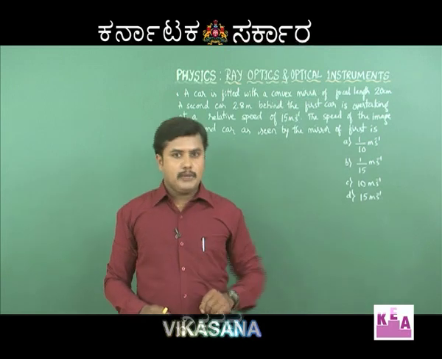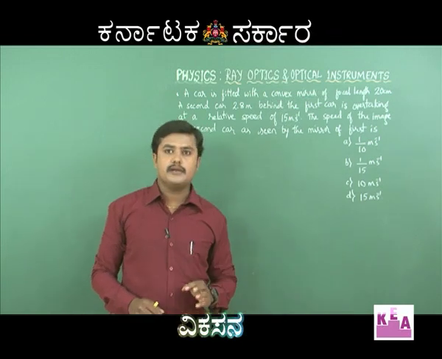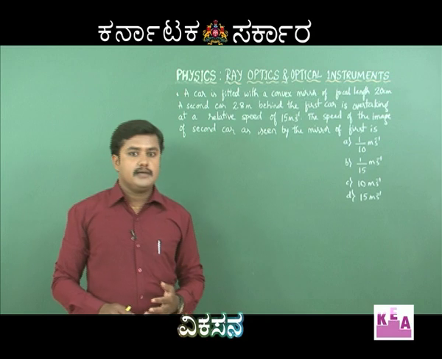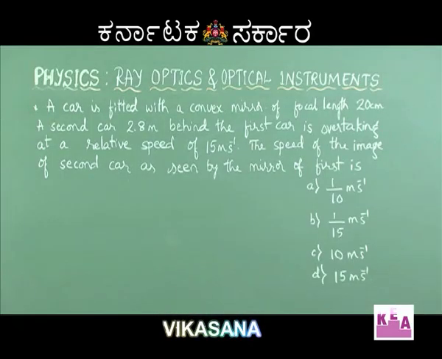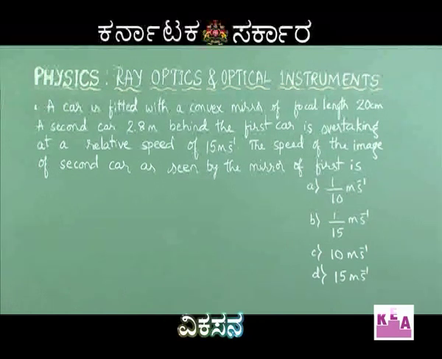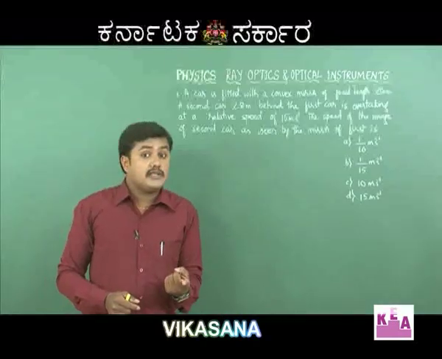Dear students, it's a problem on convex mirror, and what is the object? The object is an approaching car, and what are we supposed to find out? They have given you the focal length of the mirror and the object distance. What can we calculate? Image distance can be calculated, but the question is not that one.